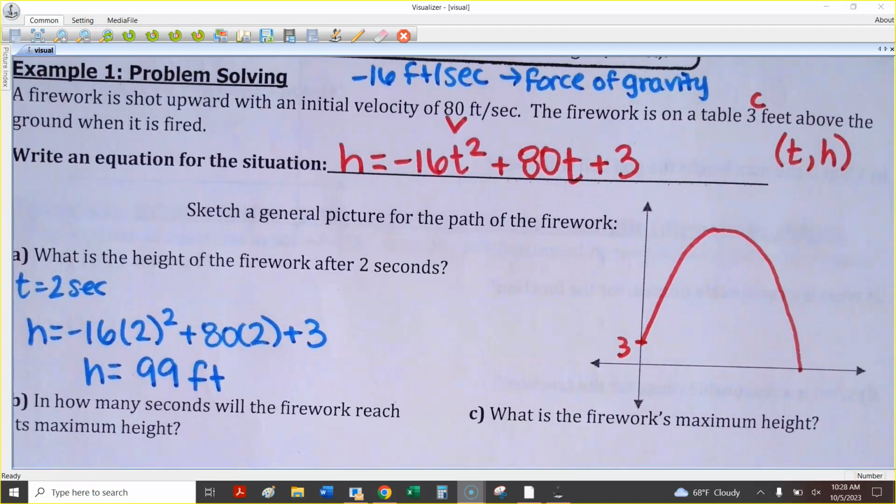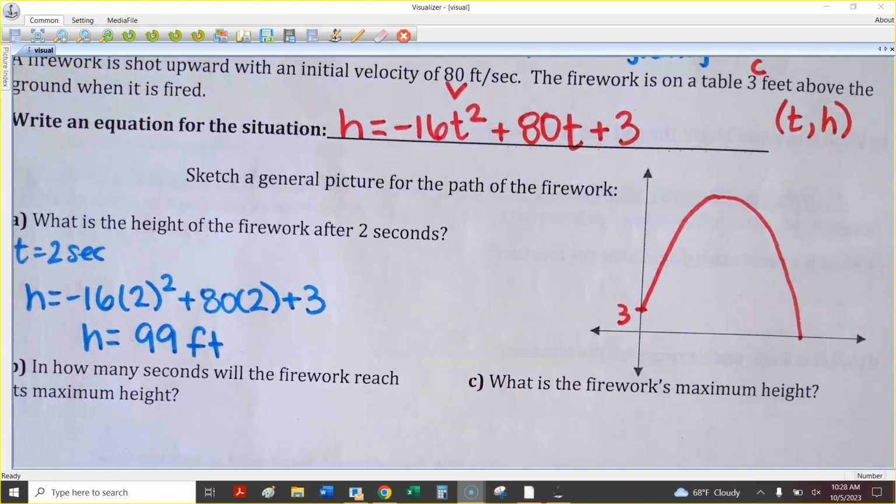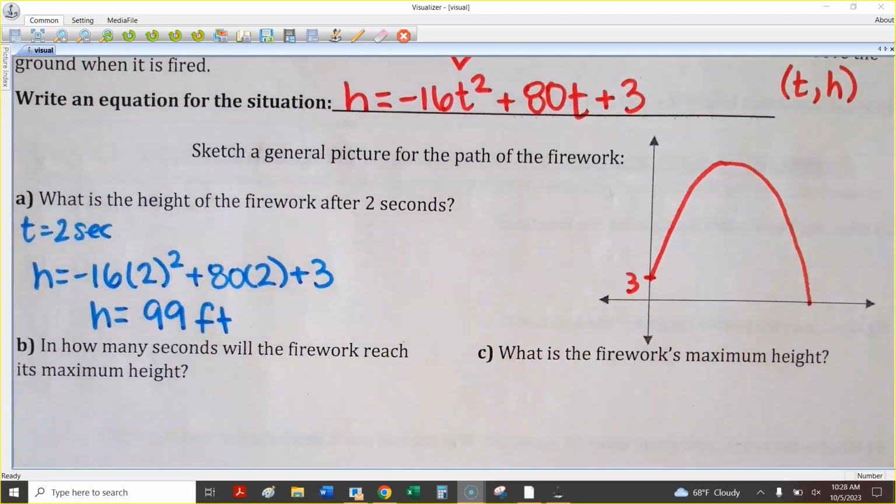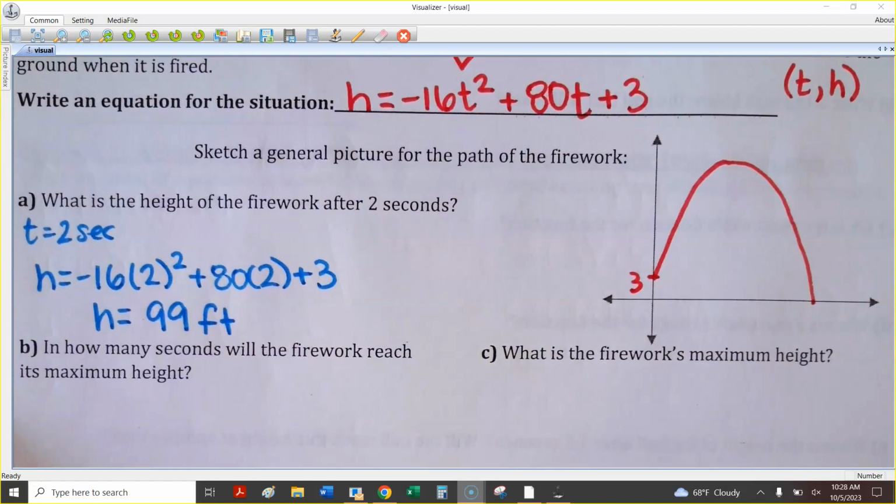All right, now, most of the questions today are going to ask you these next 2 problems underneath here. It says, in how many seconds will the firework reach its maximum height? And then what is the actual maximum height of the firework? Where would you have the maximum on that graph? On the parabola? Yeah, where on the parabola? The top. There you go. I knew that's what you meant.